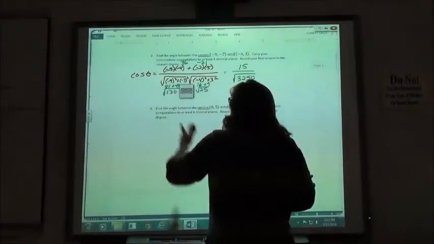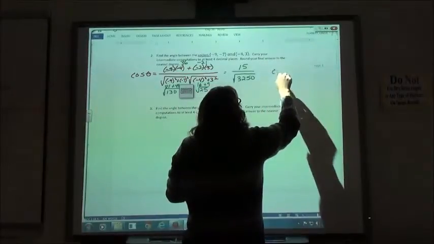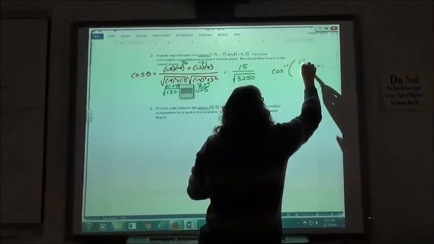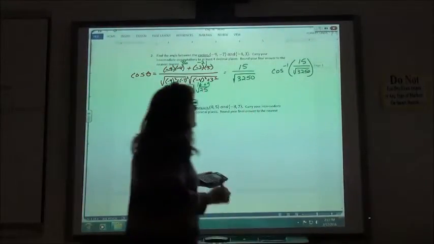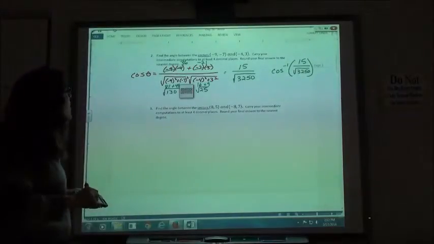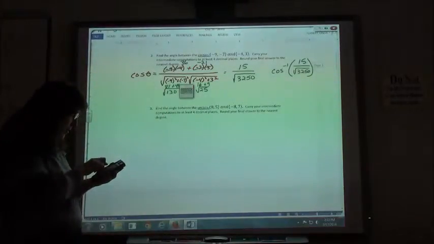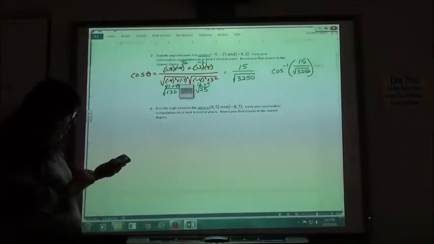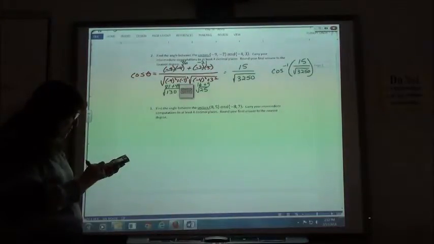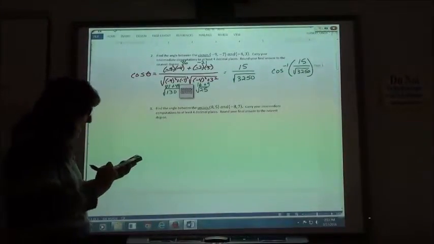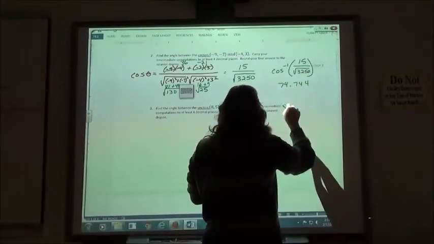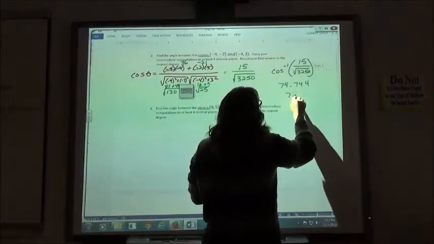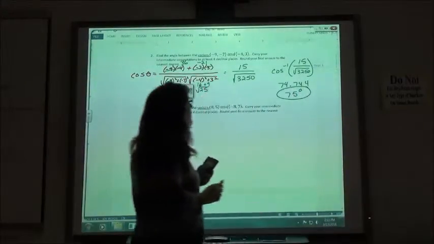So again, if I'm going to figure out what my angle is, I'm going to do the inverse cosine of my fraction there, 15 over the square root of 3,250, making sure I'm in degree mode because I'm going to the nearest degree. So shift cosine to do inverse cosine, parentheses, 15 divided by the square root of 3,250. Close my parentheses. I get 74.744. I'm rounding to the nearest degree, so that would round off to 75 degrees.